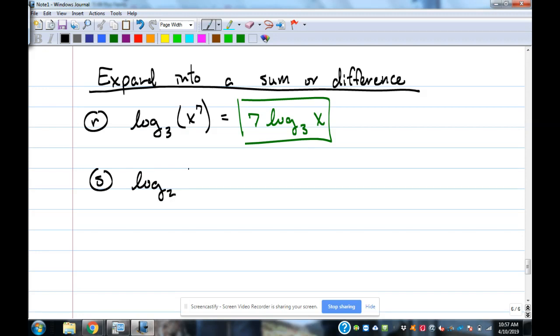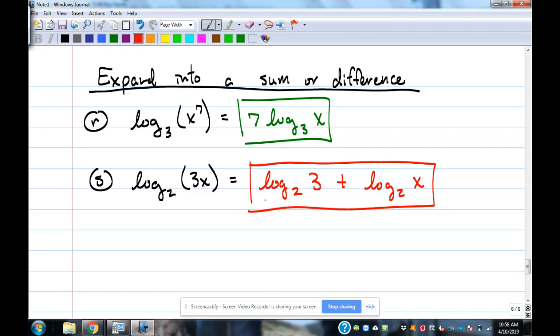Let's do log base 2 of 3x. What's going on between the 3 and the x? The product property tells us that multiplication becomes addition. So log base 2 of 3 plus log base 2 of x. We're stretching that out. That's what expanding does.